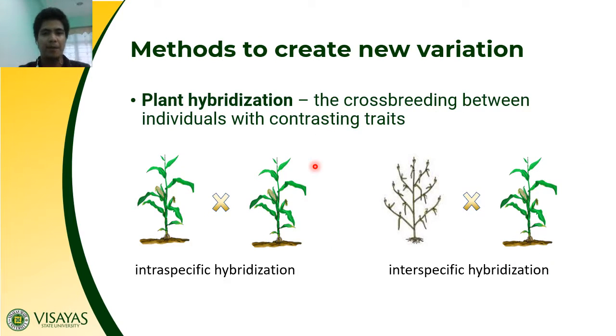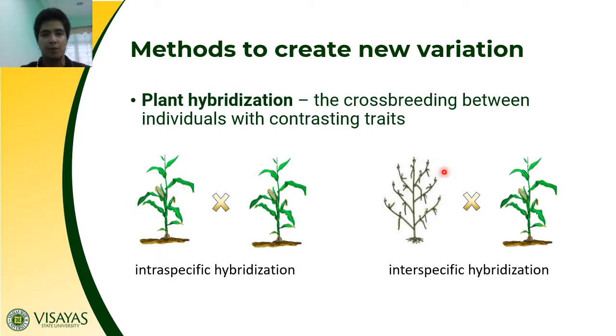Plant hybridization is defined as the crossbreeding between individuals with contrasting traits. The key words here are contrasting traits, because if you cross individuals that have similar genetic makeup, then the chance of producing new variability is very low compared to crossing parents that have contrasting traits or different genetic makeup.